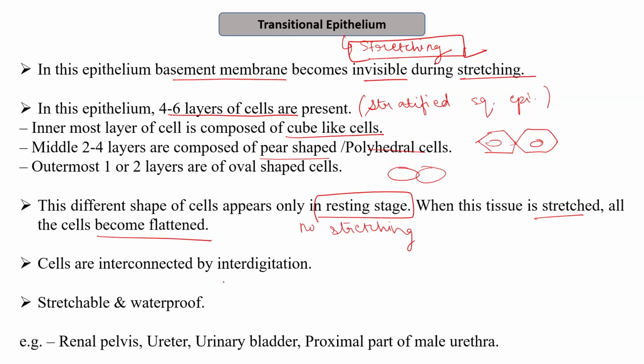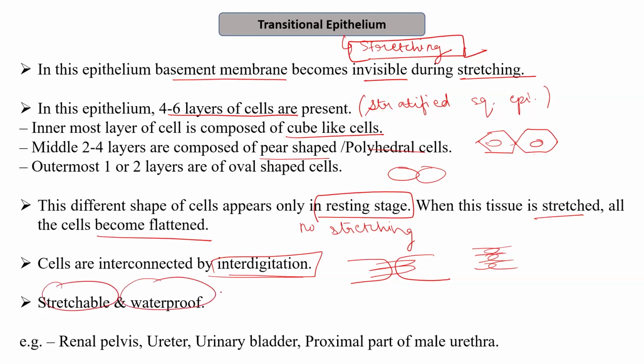Cells are interconnected by interdigitation. That is, suppose this is one cell, then it interdigitates into another cell. So with the help of interdigitation, forming a finger-like structure, these cells are connected. These cells are stretchable and waterproof, and therefore they are usually present in the urinary system where the urine gets collected.